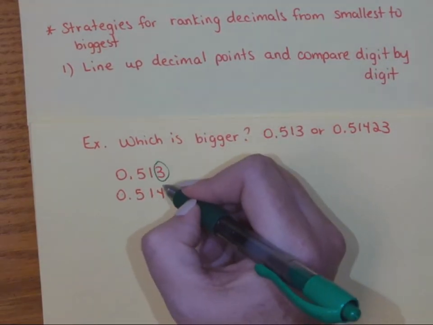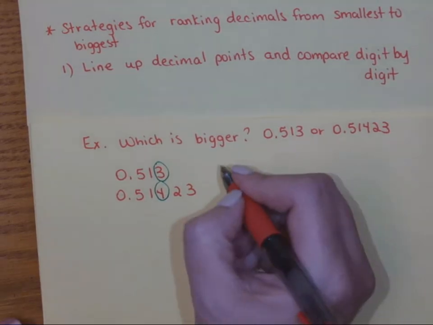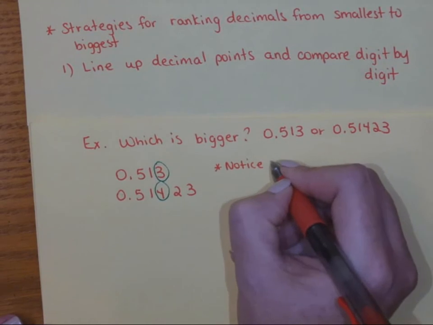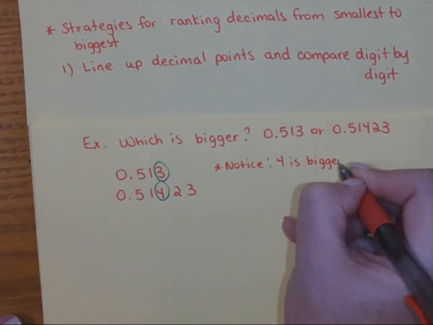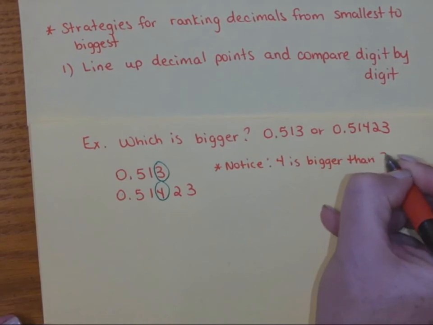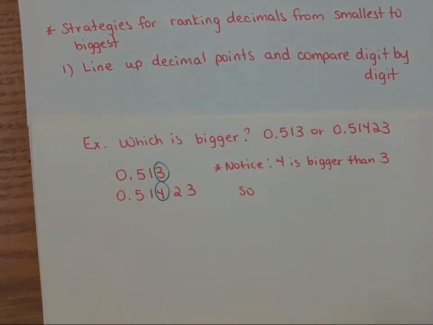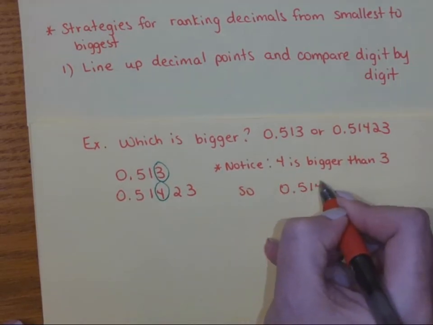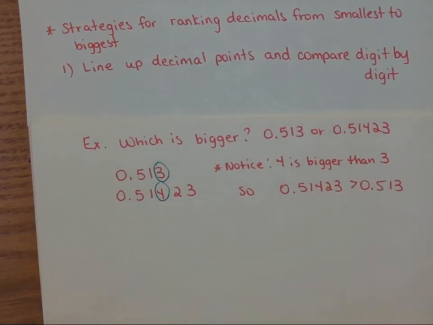Notice this is the first time that the digits that are in the same spot are being compared. And of course, notice that the 4 is bigger than the 3, right? So what that tells us is the first time they were different, this one is bigger, okay? And so that tells us that 0.51423 is in fact bigger than 0.513.